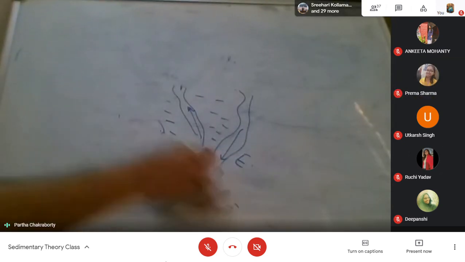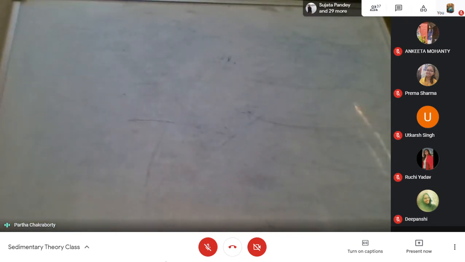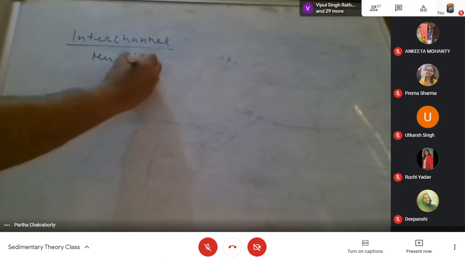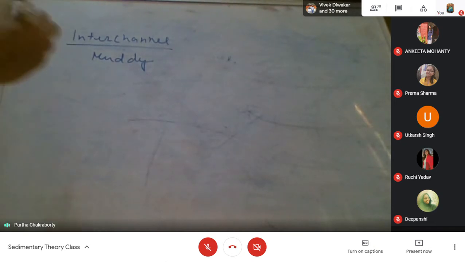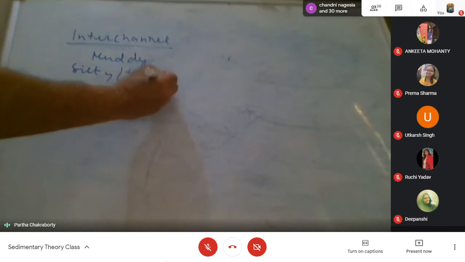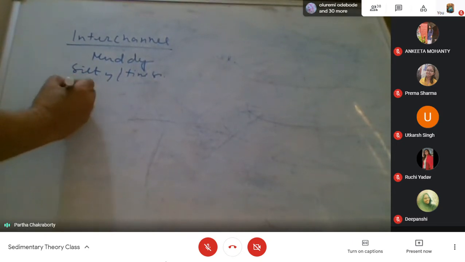Now, we will discuss the interchannel area. Interchannel area is mostly muddy. Locally it may be silty or fine sandy. It is actually mud dominated with sand lenticels, and the sand lenticels are mostly in the form of ripples.